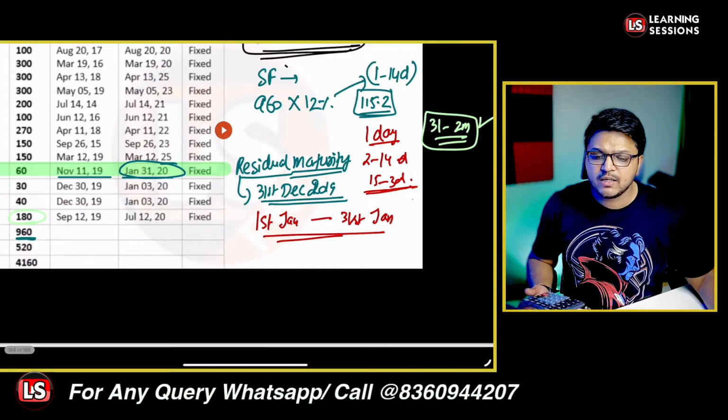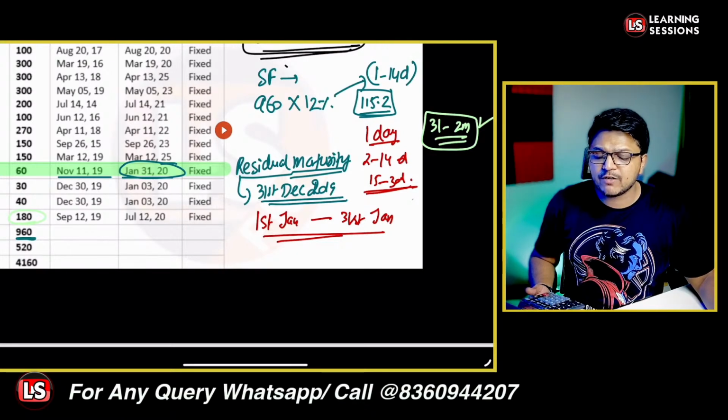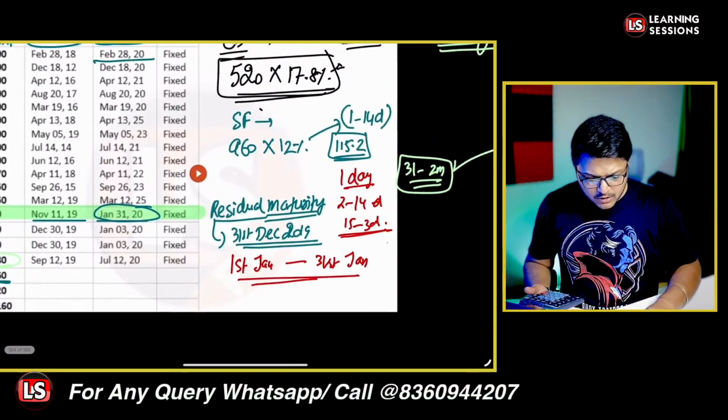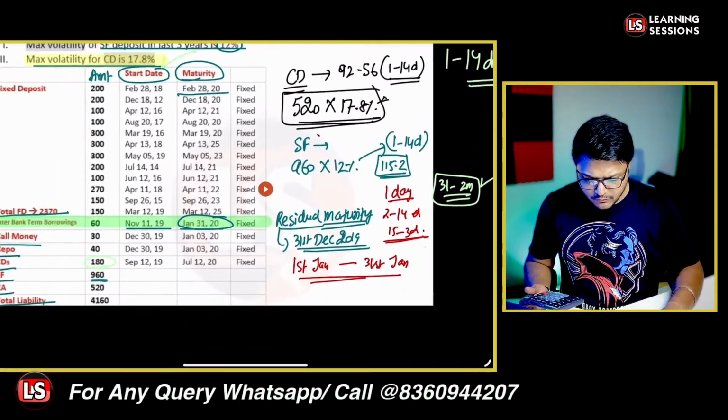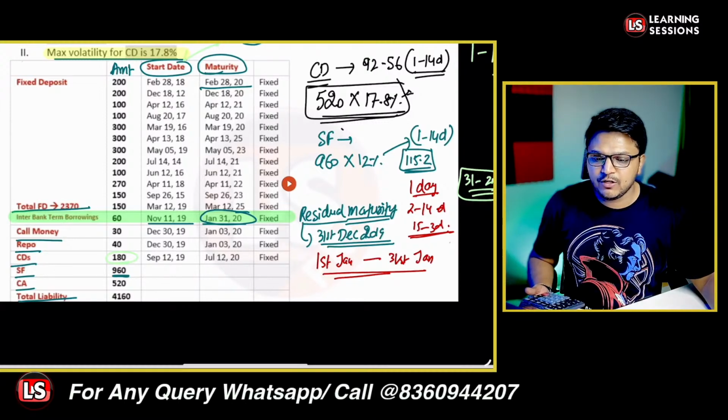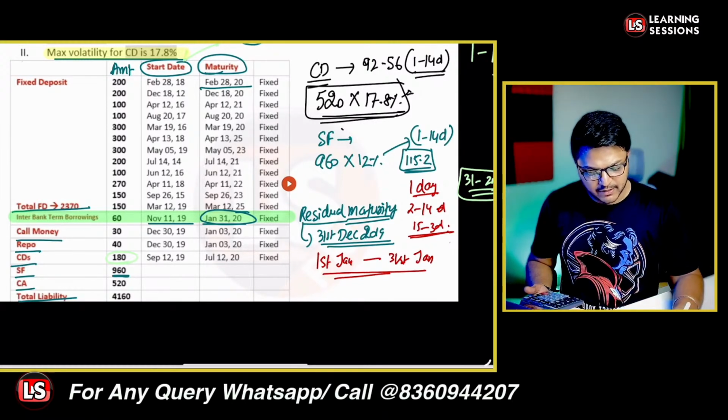Because it's quite important to understand the type of questions and from which particular date we have to consider the residual maturity. That is to be considered, right? Now after that we have to calculate what amount in total will be there in the 1 to 14 days bucket.